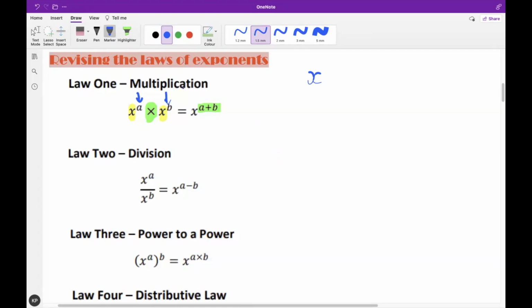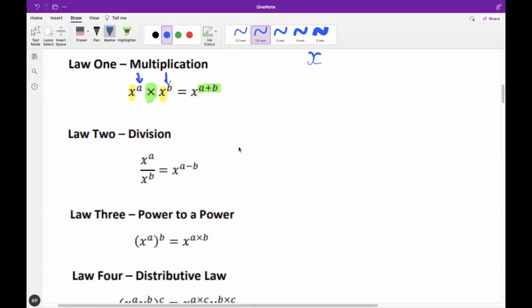All right. Law number 2 is probably, I would say, the opposite of law 1. Because this time we are dividing the two powers. So in law number 1, we multiply. Law 2, we divide. Once again, same base. And if that is the case, we are going to subtract the exponents. Okay, so multiplication is add, division is subtract. So these two are very similar to one another, I would say.